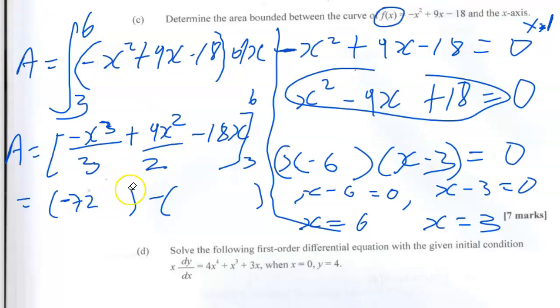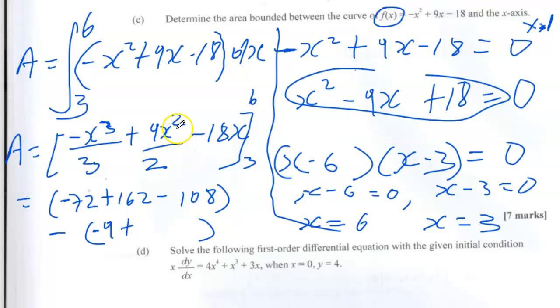So that's 162, minus 18 times 6, that's 108. So minus, now we're going to replace x with positive 3 in the second bracket. So this time, replace x with 3, so 3 cubed, that's 27. 27 divided by 3, that's 9, well, negative 9.